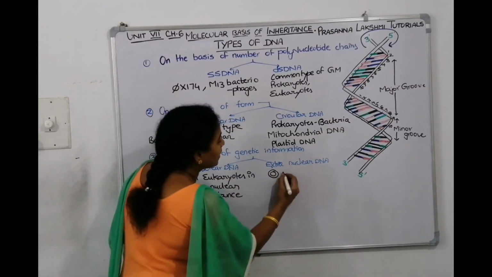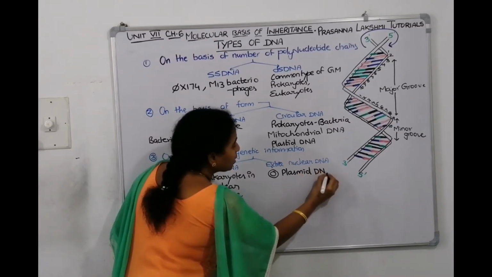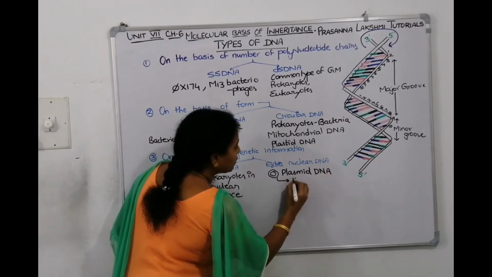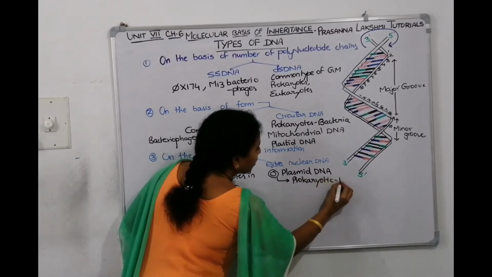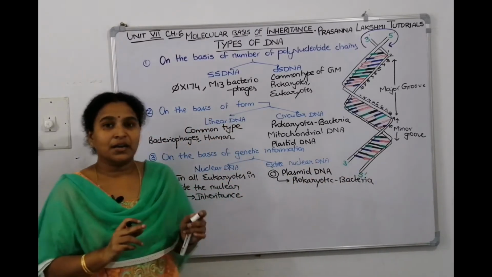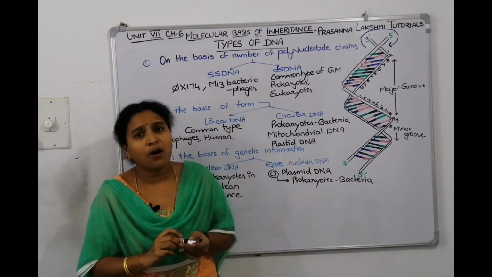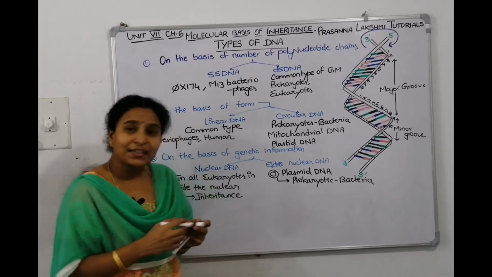So, what are these small ringlet-like structures called? It is plasmid DNA. Where is the plasmid DNA found? Plasmid DNA is found in prokaryotes, in bacteria. So, this is extranuclear DNA. Plasmids are small circular extranuclear DNA which is used in biotechnology. Right, they act as vectors.